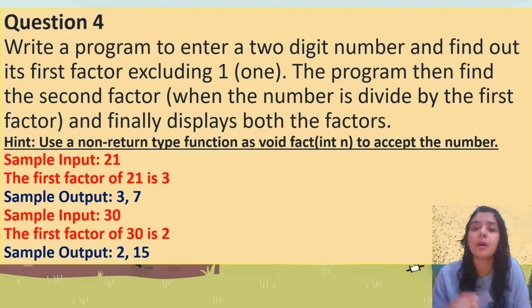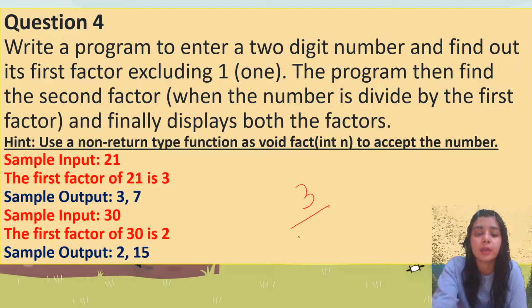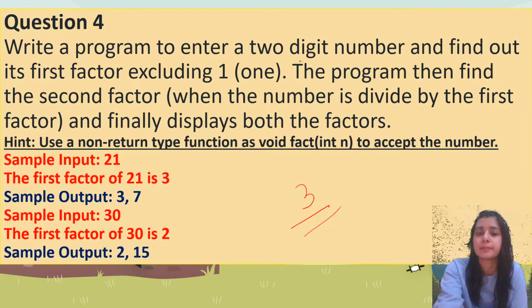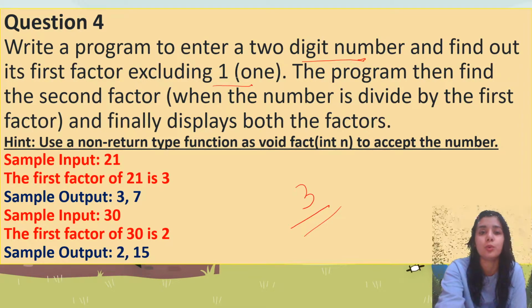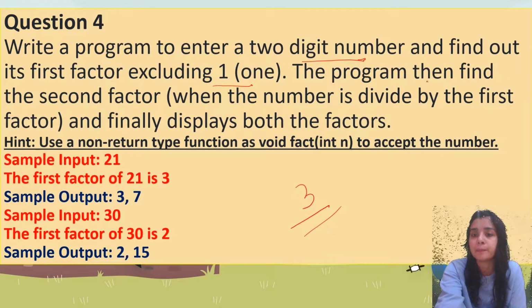So, we have done already 3 programs. So, here we are going to discuss the next program. Let's read it. Write a program to enter 2 digits number and find out its factor. What we have to do, find out its factor excluding 1. We don't have to include the 1 there. Okay, so the program then finds the second factor.